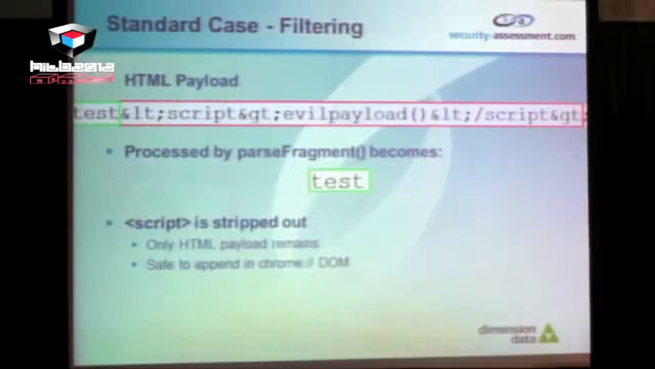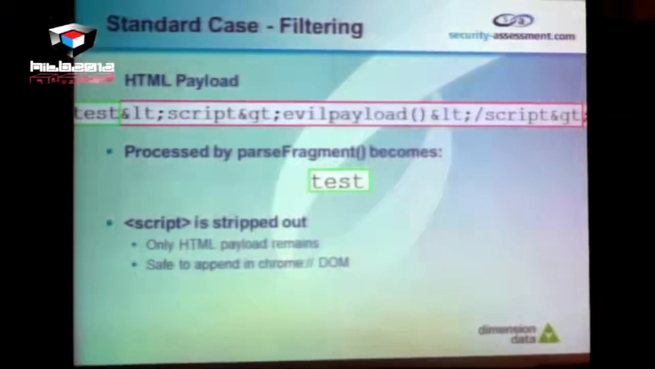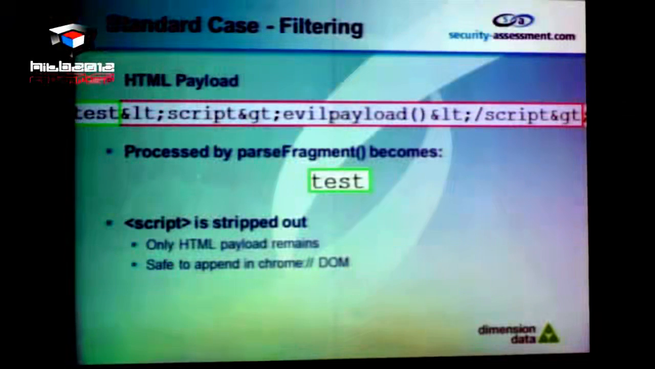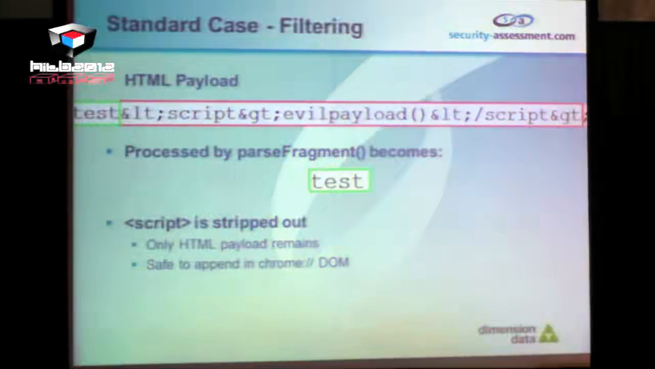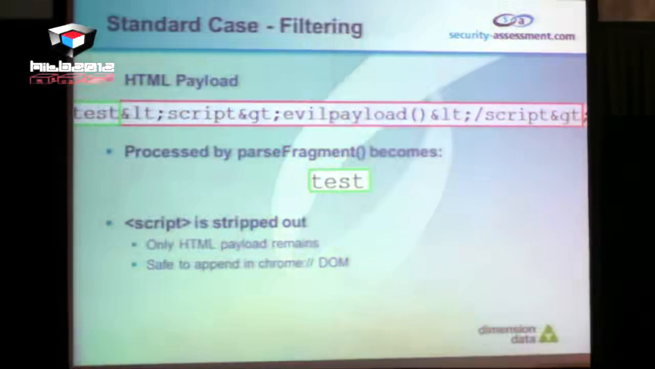So I was very curious about the comment of the developer, and I said, okay, let's try. Let's say that the payload is the one you see there, a test and then a script. Then run the parse fragment function and see the result. The only thing that remains is the test, so it basically removes all the script. Because again, if you have a JavaScript injection into the Firefox Chrome zone, you can do things like code execution. So script is stripped out, which is good.